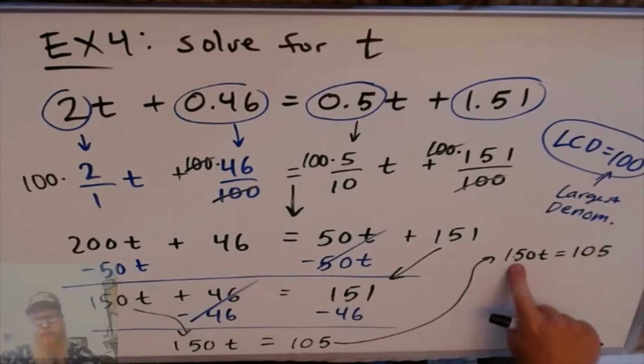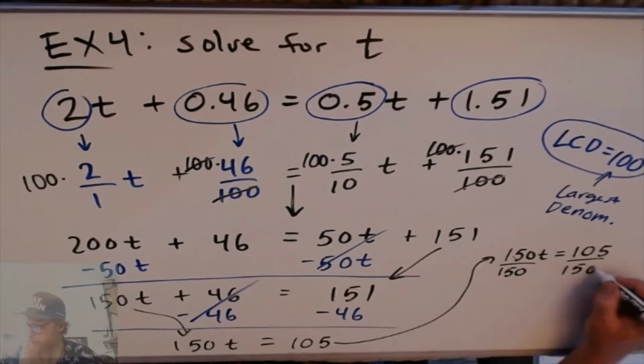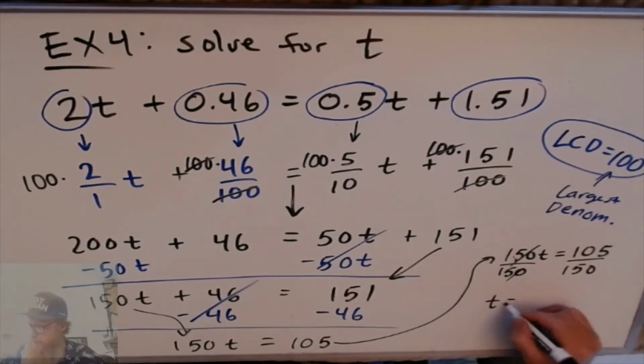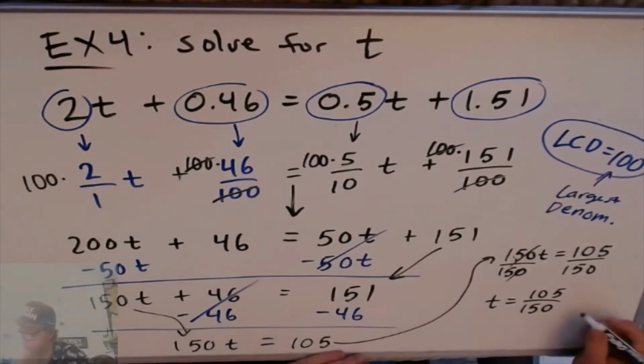Dividing both sides by 150. And now this is where the reduce if possible comes in. Last time we got lucky. They didn't have anything in common. If these have nothing in common, then you can stop. But in this case, you cannot stop. They're both divisible by 5.